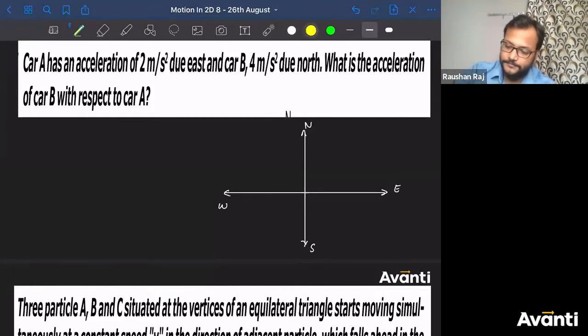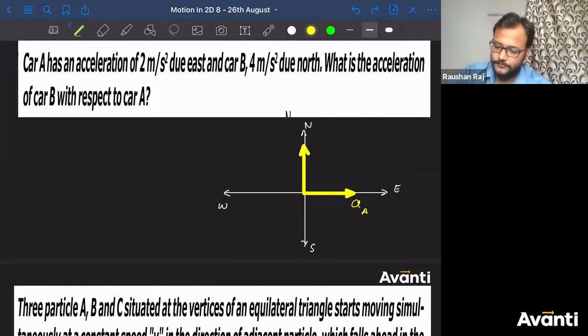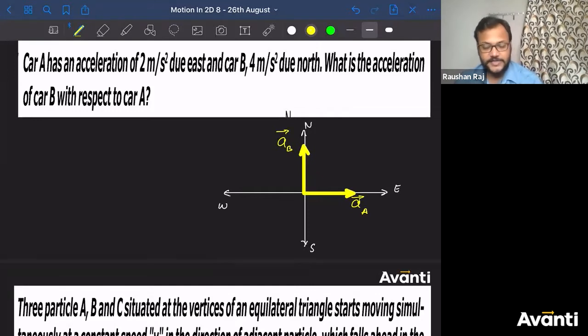Let's see, what is the direction of the acceleration? Due east. So draw that. Let me use a thicker one. This is the acceleration of car A. All right. Where is car B going? Due west. Sorry, due north. No issues. Very good. Now we have to find the acceleration of B with respect to A.